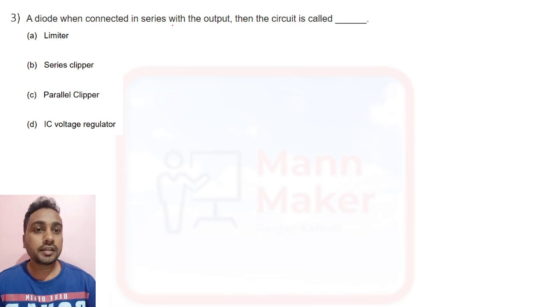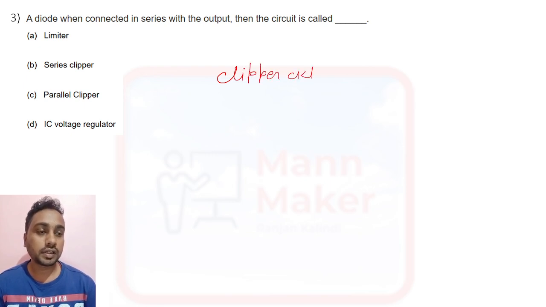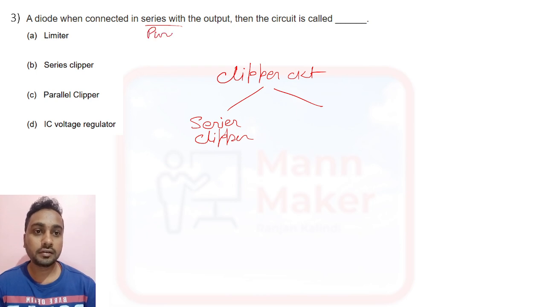A diode, when connected in series with the output, the circuit is called what? Okay, so when a diode is connected in series with the output, we have a clipper circuit. When the diode is connected in series with the output, then it is called a series clipper. Okay, and when the diode is connected in parallel, then it is called a parallel clipper circuit.